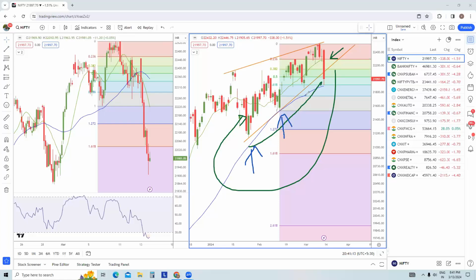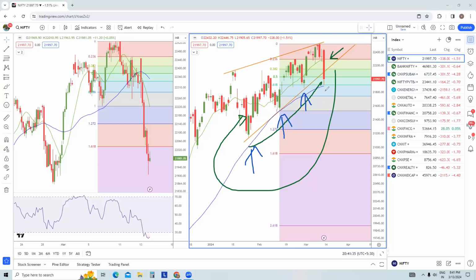Now, if markets want to correct, they need to correct as fast as possible, because suddenly domestic institutions come up and they start buying unnecessarily and the bounce happens. Okay. So if you want a proper correction happening in the market, because markets have almost rallied from October or November lows by 17% or slightly more than that.